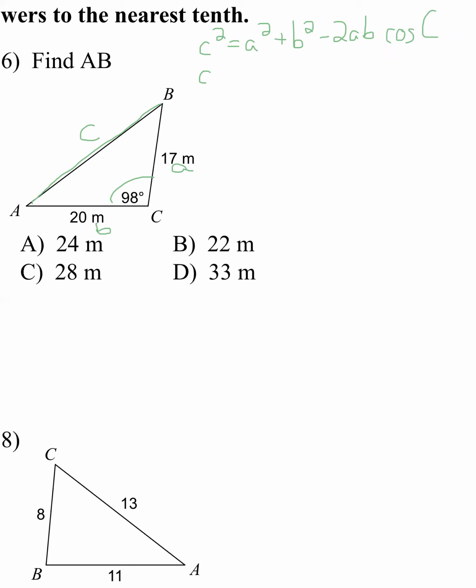Okay, let's pop in what we know. A is 17, b is 20. Minus 2 times a, which was 17, times b, which was 20, times the cosine of C, which is 98. All right, so again, throw that all in. 17 squared plus 20 squared minus 2 times 17 times 20 times the cosine of 98. I get, for that number, 783.64.